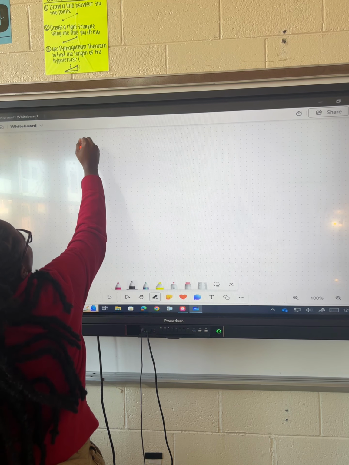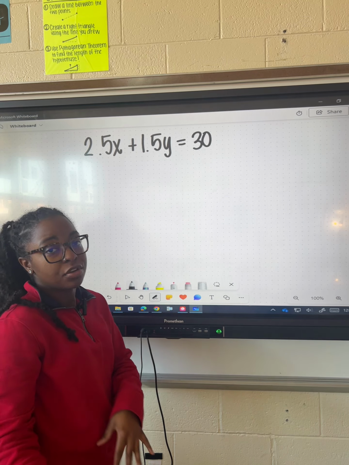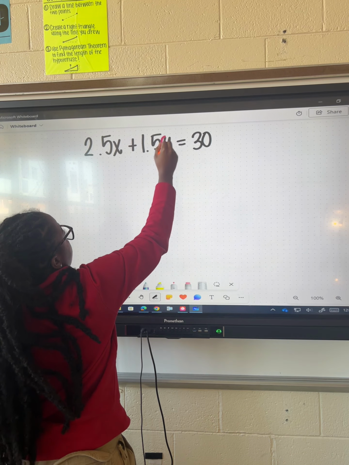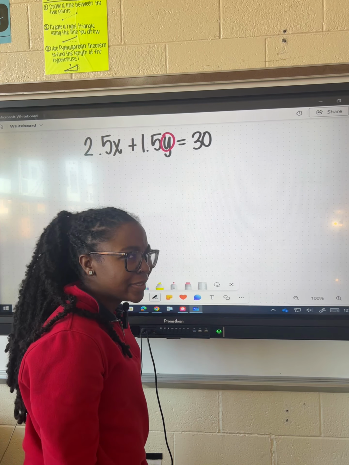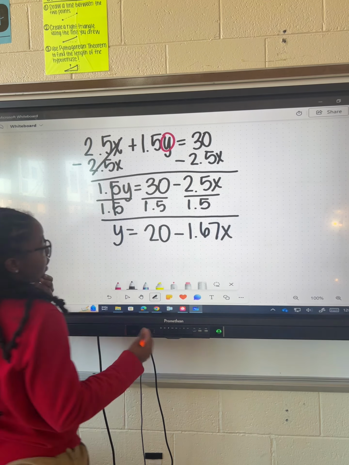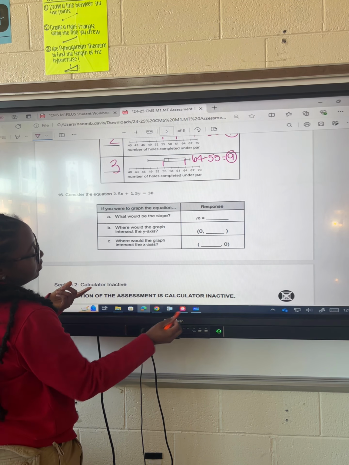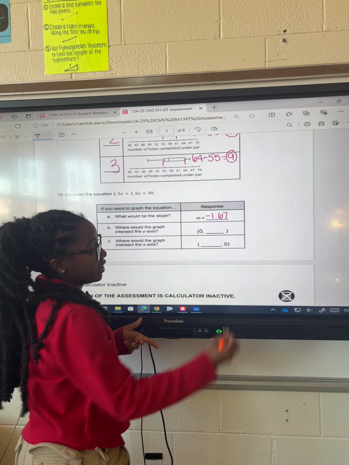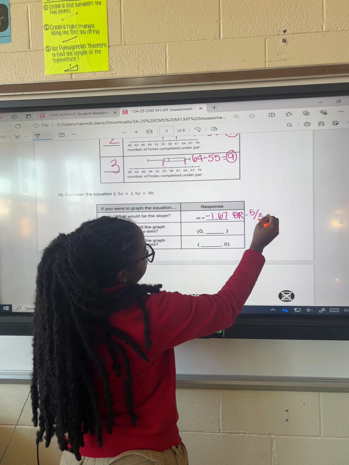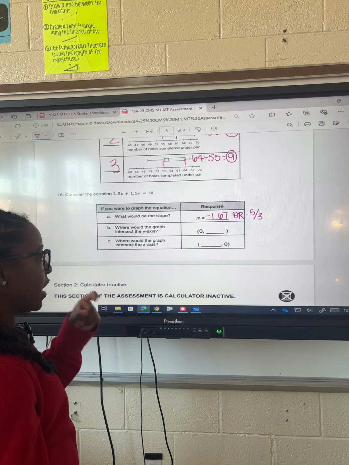Okay, so I'm going to show you both ways. I'm going to show you how to do it by hand, and I'm going to show you how to do it on Desmos, okay? So I'm going to solve for y. Am I going to speed it up? Yes. So that's the equation. My slope is negative 1.67. If you worked it out and you got negative 5/3, that's fine too. Same thing.